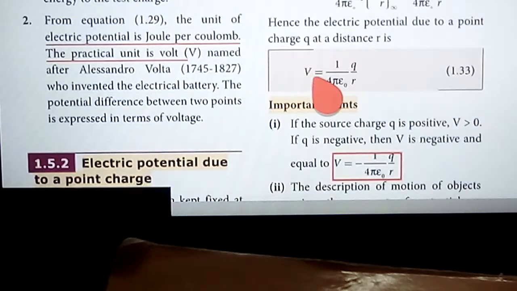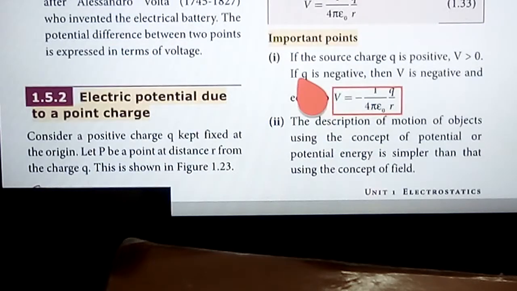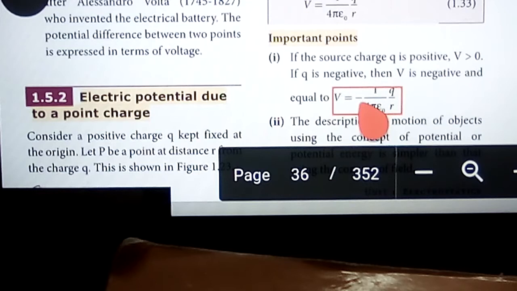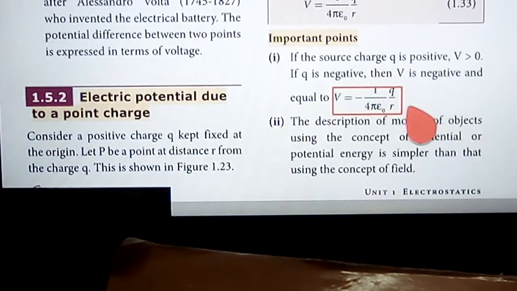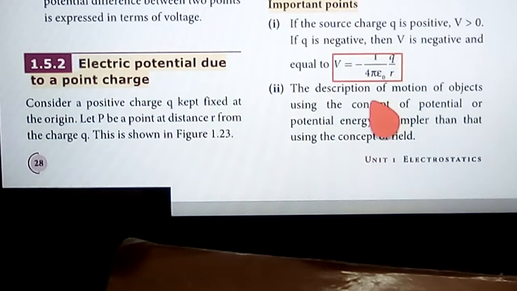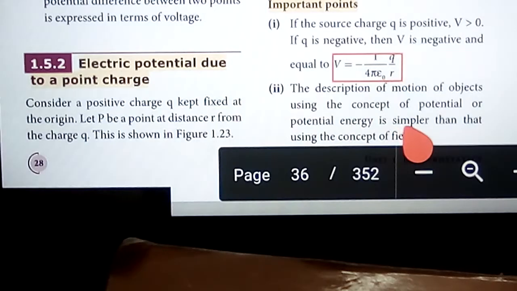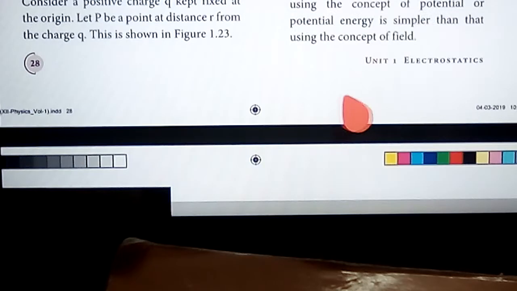Now we can consider the important points to remember. That is, if the source charge Q is positive, then V is greater than 0, and if Q is negative, then V is also negative, that is V equal to minus 1 by 4 pi epsilon naught Q by r. The second important point is that the description of motion of objects using the concept of potential or potential energy is simpler than that using the concept of field. So these are the things that you should remember.